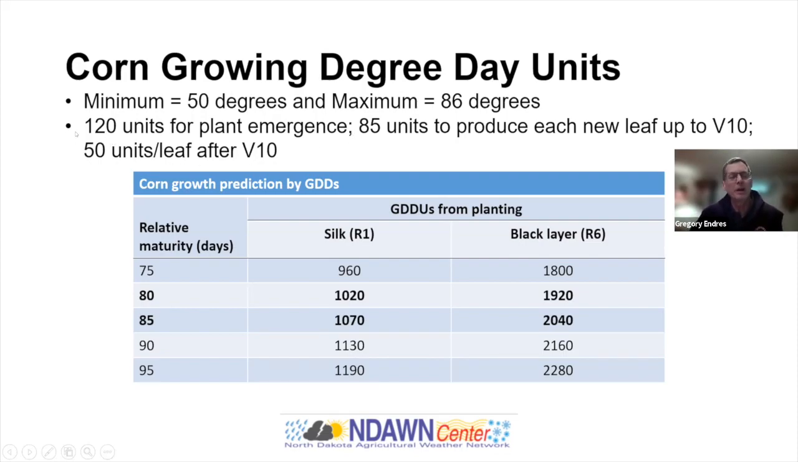For example, there's about 120 units plus or minus 5 required for plant emergence, and then another 85 units for each new leaf early in the vegetative stages, and then it decreases as we go further into the vegetative stages of corn. On average in North Dakota, corn has 18 leaves, but that'll vary, maybe less in the west, and certainly maybe more in the Red River Valley.